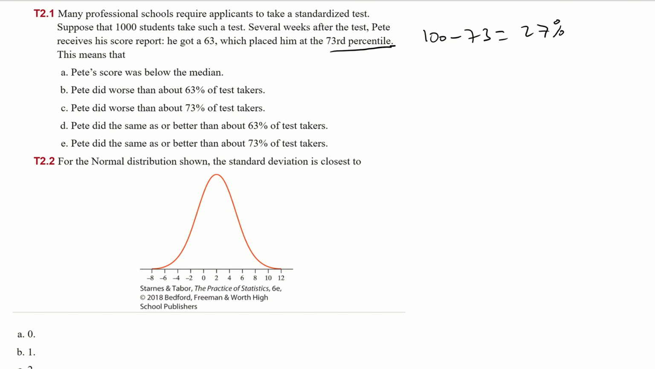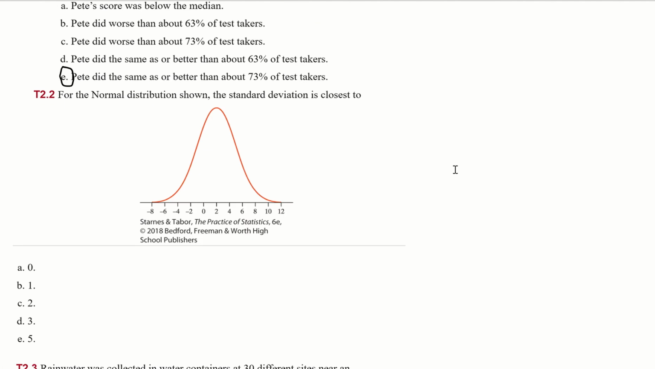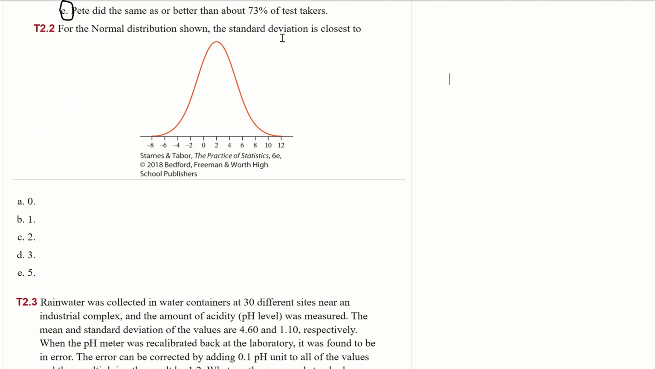Says Pete did worse than about 73%. No, he did better. Pete did the same as or better than about 63% of test takers? No, he did the same as or better than about 73% of test takers. So that is the correct interpretation. Okay, so for the normal distribution shown, the standard deviation is closest to what number?